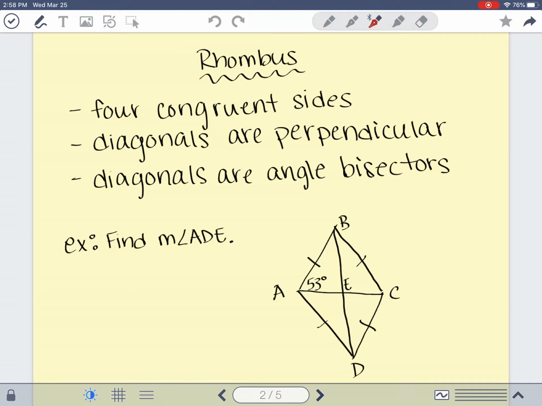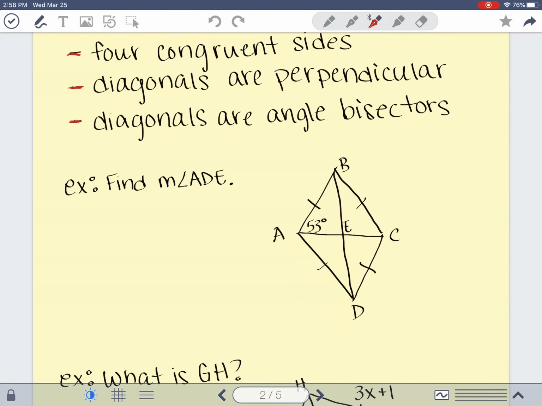The first one we're going to talk about today is a rhombus. A rhombus is a parallelogram with four congruent sides. The diagonals are perpendicular to one another, so that's a little different than just regular parallelograms. And the diagonals are angle bisectors.